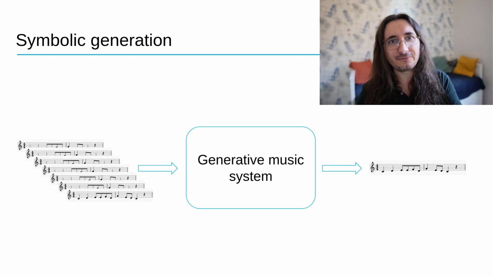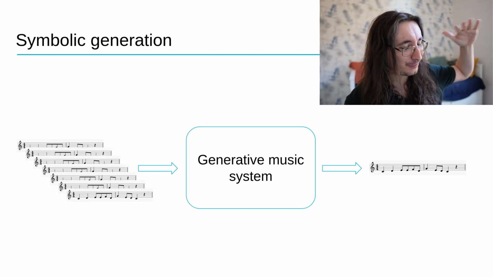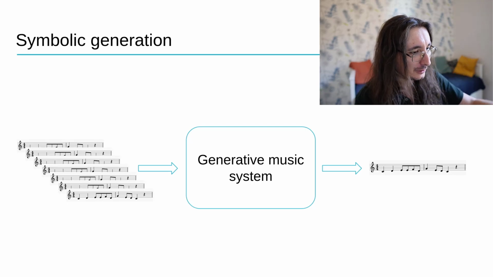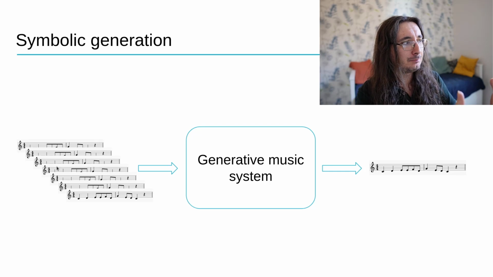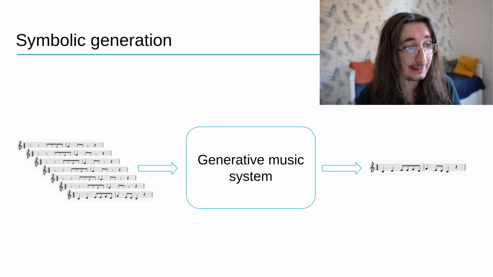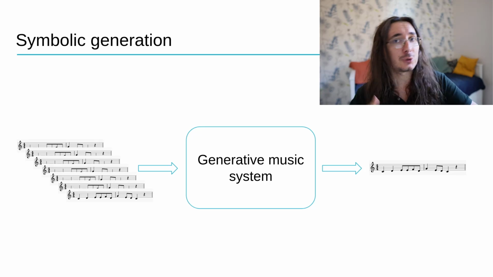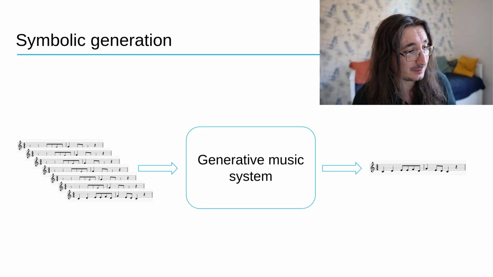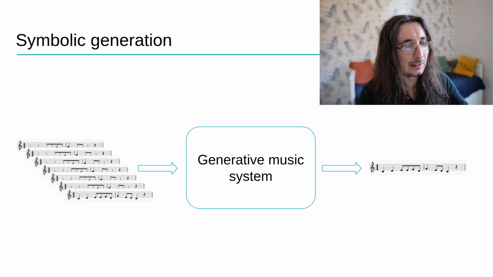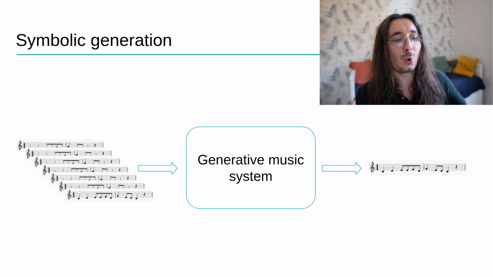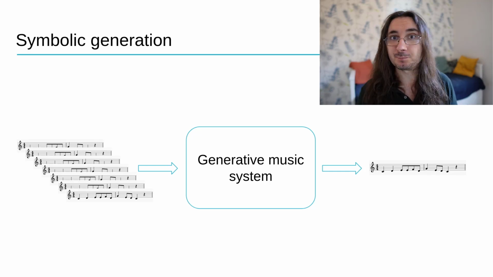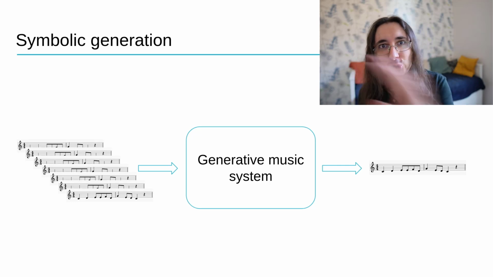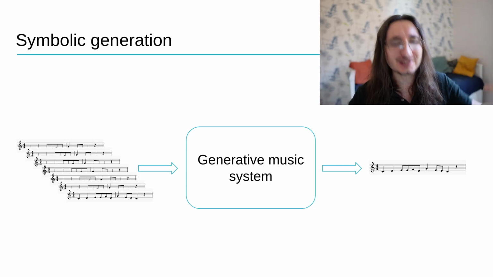Well, it's quite straightforward from this very high level perspective, but in a nutshell, what you do is you feed a lot of music represented symbolically to a generative music system. You can train it, or it could be a rule-based system. It doesn't really matter. But then you get an output that's also symbolic. Obviously, there's a lot of complexity hidden inside this generative music system black box, because it can be extremely complex, but this is the gist of it.